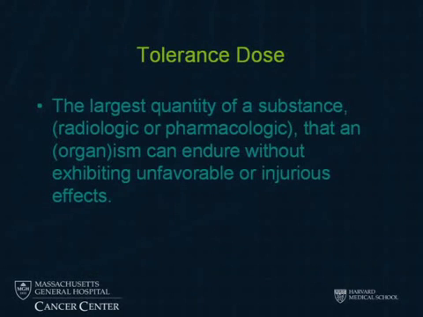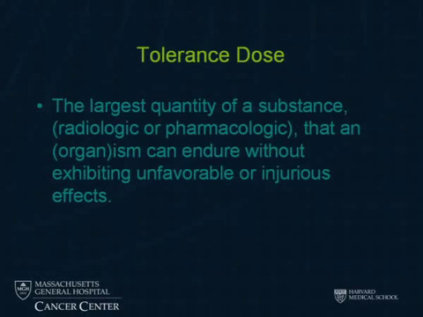The other concept that is often used, and again, in my opinion, often incorrectly, is the tolerance dose. The definition that I like is that the tolerance dose is the largest quantity of a substance, either radiation dose or chemo dose if it's a drug, that an organism or organ can endure without exhibiting unfavorable or injurious effects. So this definition tells you that tolerance dose is the threshold dose. If you exceed this threshold dose, something will happen. If the dose is below this tolerance dose, nothing will happen.